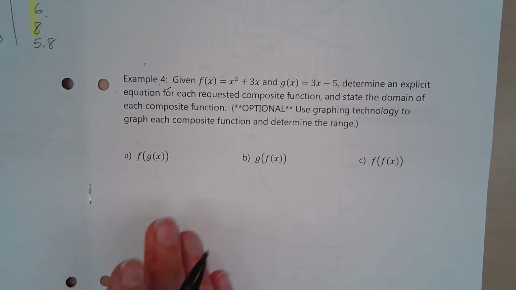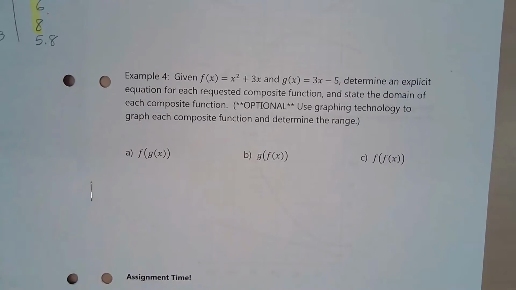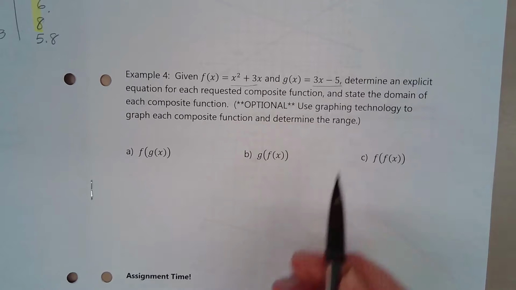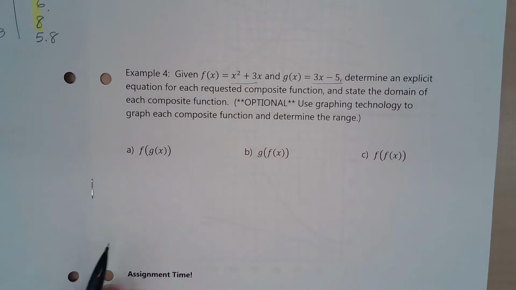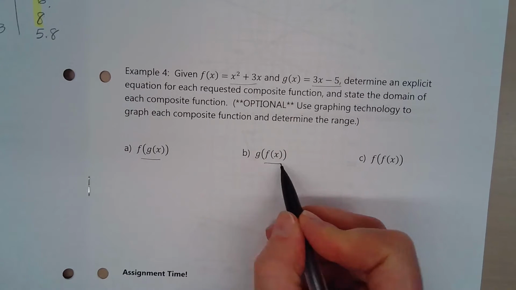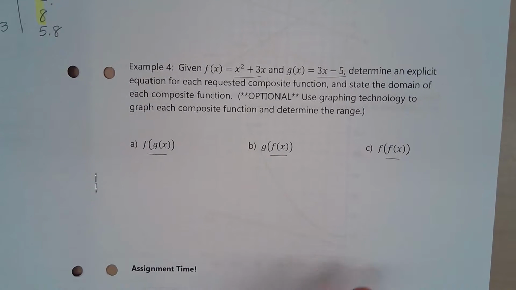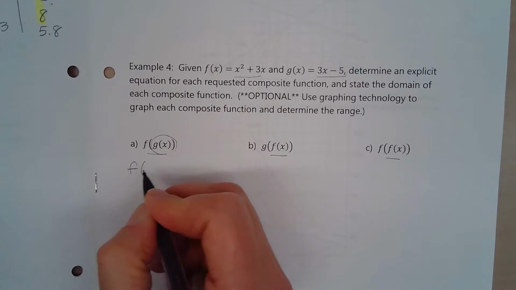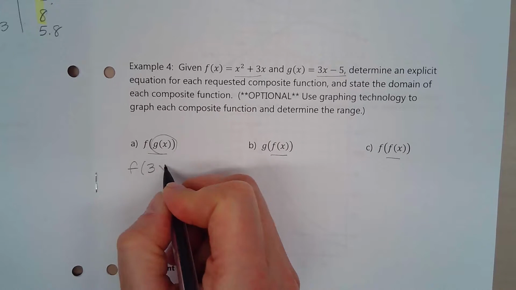Okay, let's try these. These are a little harder. Just keep yelling out if you have a question or a comment. We're given two statements, a quadratic and a linear. Determine an explicit equation, just another equation, for each requested composite function. State the domain. So this time we're not given specific values, so your answer is just going to be left in equation form, right? Because you can't go any further. So f of g of x. All right, so g of x is 3x minus 5.